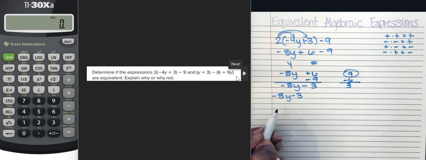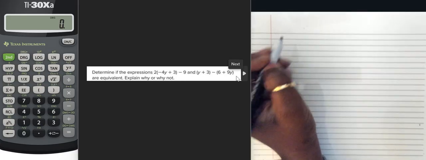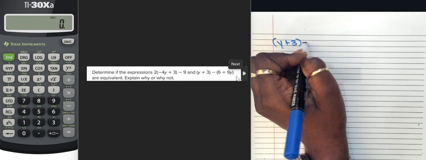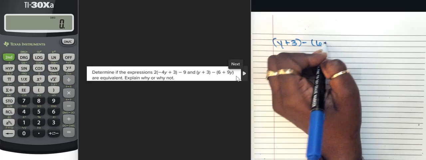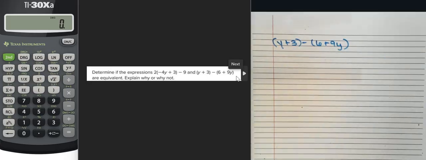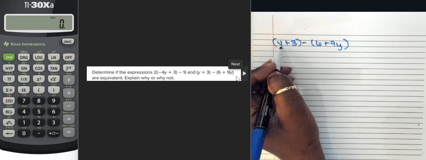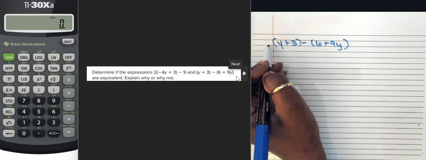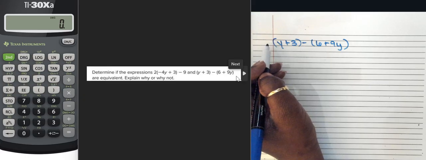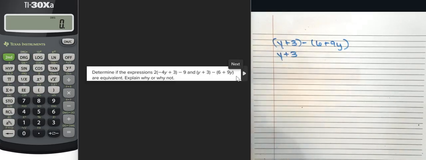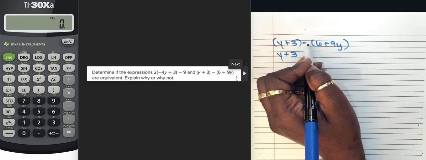So the second expression, I'll do it on a separate sheet of paper. So the second expression is going to be y plus 3. And then we're going to subtract 6 plus 9y. Okay, so same thing. We're going to simplify our expressions. First thing we need to do is get rid of our parentheses. Remember that if you don't see a number outside of the parentheses, it's the same as multiplying it by 1. If I'm multiplying it by 1, then I know I'm basically just going to have a repeat of what I had. Okay, and then over here, same thing. We don't see a number outside of the parentheses, so we're multiplying by 1.